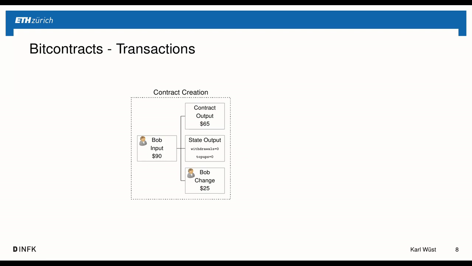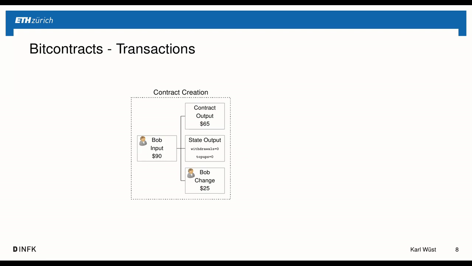It stores the contract's funds and references to the contract code and the current contract state, and these references are basically hashes, which makes sure that he cannot send a wrong contract code or a wrong contract state to the service providers. In this example, Bob only wants to send 65 coins to the contract, so he'll receive the rest back in a change output, which is shown at the bottom.